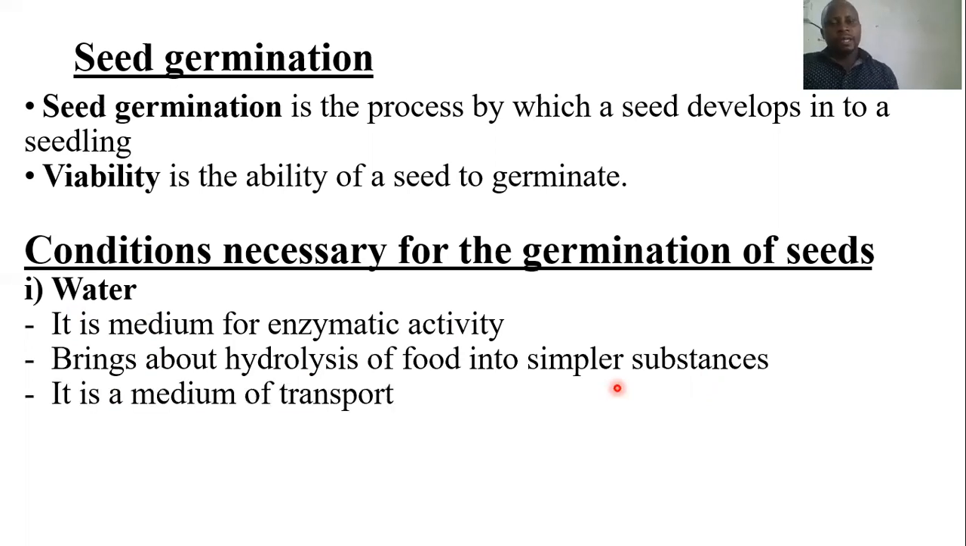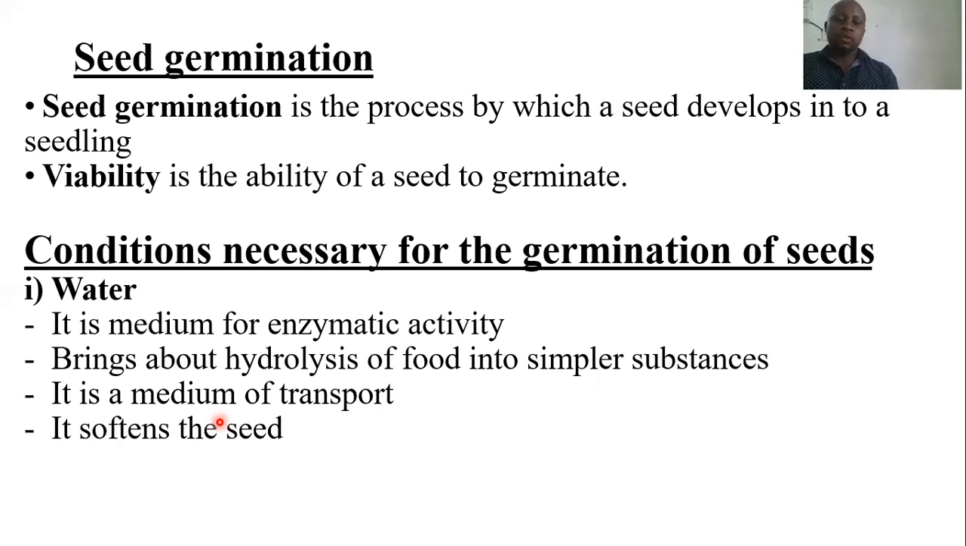Also, water is a medium of transport. After hydrolysis has occurred, the end products of hydrolysis have to be taken to the growing regions, that is the root tip and the shoot tip, where the cells are dividing actively. So what will take these end products of hydrolysis? Water. Water is a medium of transport of the dissolved materials to the growing zones.